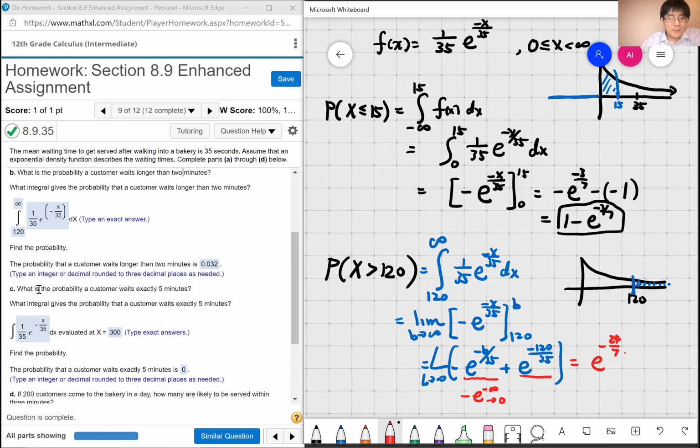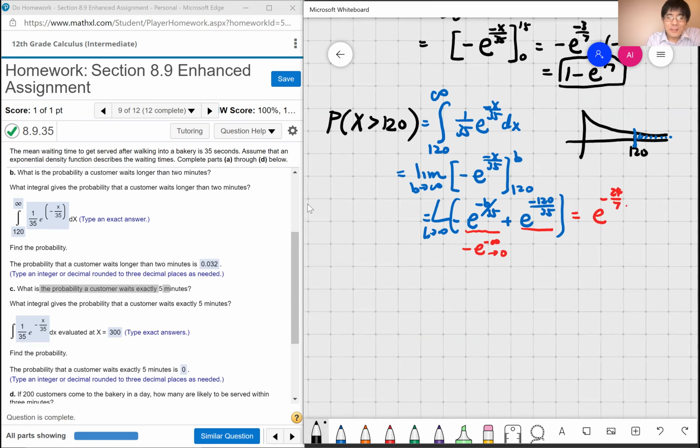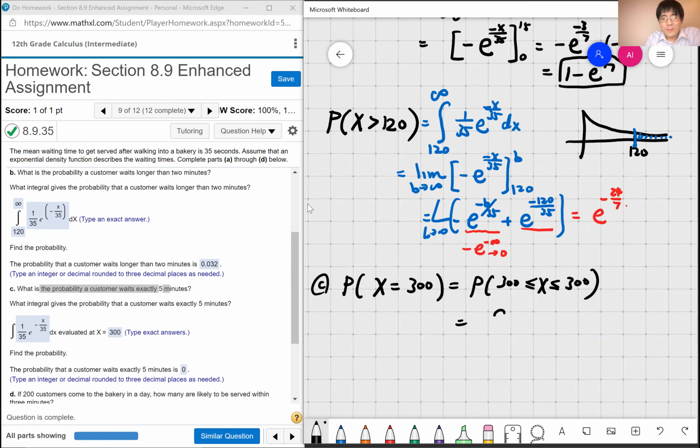Part C. What is the probability a customer waits exactly 5 minutes? Which is the same thing as the probability that x is equal to 300 seconds, which is the same thing as the probability that x is between 300 and 300. Which means you have to take an integral from 300 to 300 of the function, and that is equal to 0. It's basically talking about the area for x between 300 and 300, which has no width. So the area is equal to 0. So there's no chance that the customer waits for exactly 5 minutes.